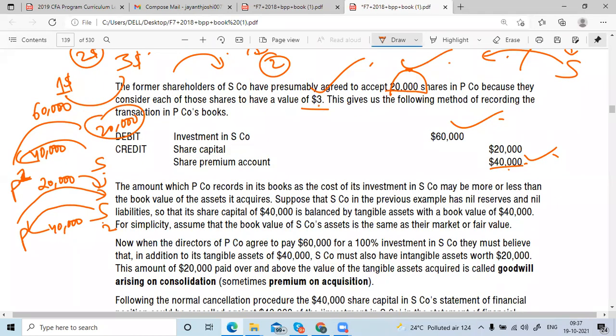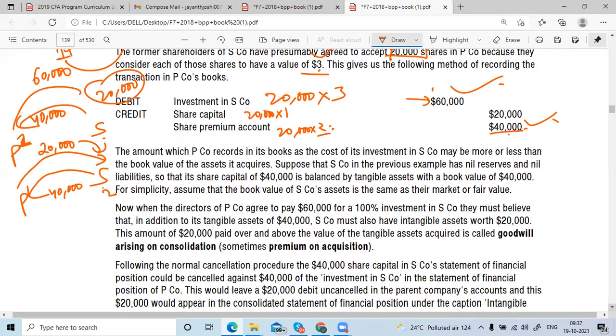$3. So P company considers that their shares are of this value. So how much will be the value of their shares they are investing, because they are giving how many shares to S company? 20,000 shares. How much is the value of their share? $3. What value of investment are they making? Correct? What is the actual value of their shares? $1. Because investment to capital and premium is $2. Additional value of their shares.